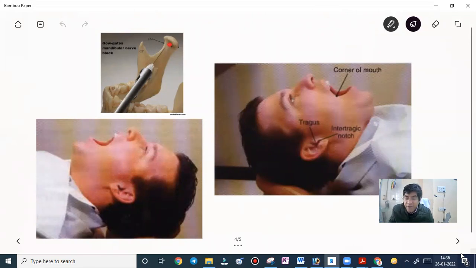Now, why we have to wait more in case of Gow Gates than the inferior alveolar nerve block? Why? Think. Yes, because of the size of the nerve trunk and the distance of nerve trunk from the deposition site is greater. So that is why we have to wait for another 5 to 10 minutes for block to get effective. Now let us discuss the technique.